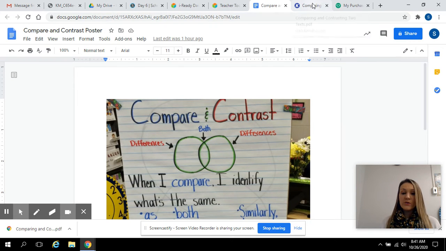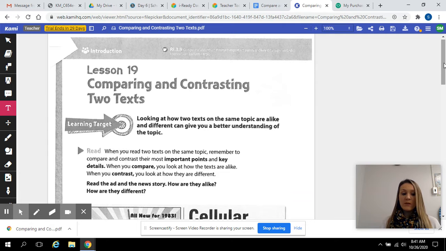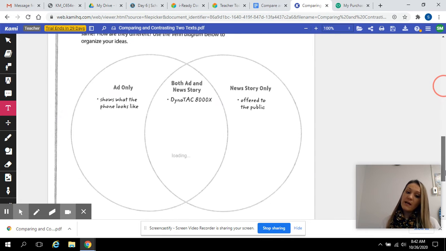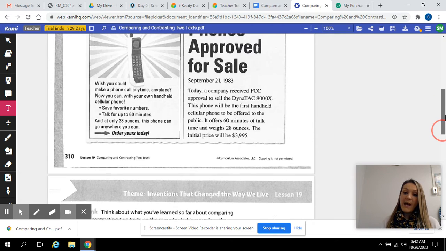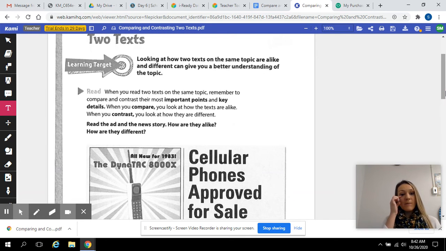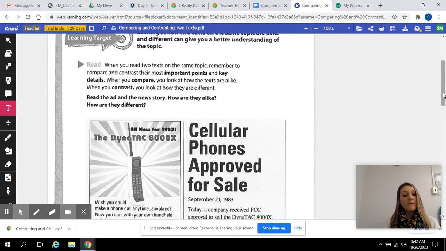All right, so we're going to start out just introducing comparing and contrasting, and then we'll work on a Venn diagram after looking at this ad and this newspaper article, okay? So I'm just going to read the top. When you read two texts on the same topic, remember to compare and contrast their most important points and key details. When you compare, you look at how the texts are alike. When you contrast, you look at how they are different. Read the ad and the news story. How are they alike? How are they different?